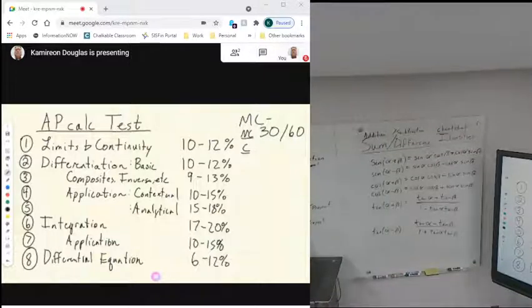The calculator portion has 15 questions and takes about 45 minutes.